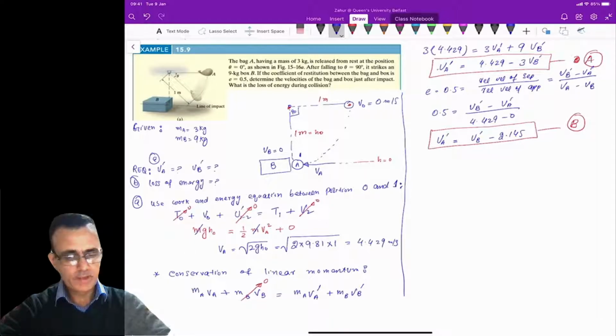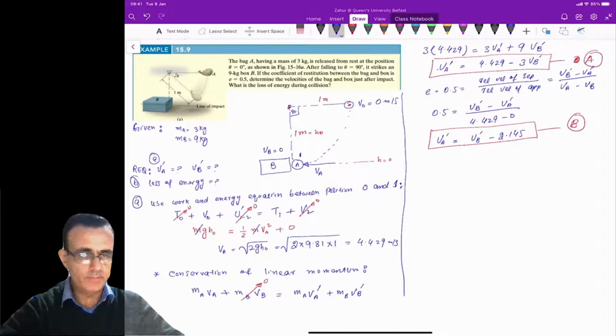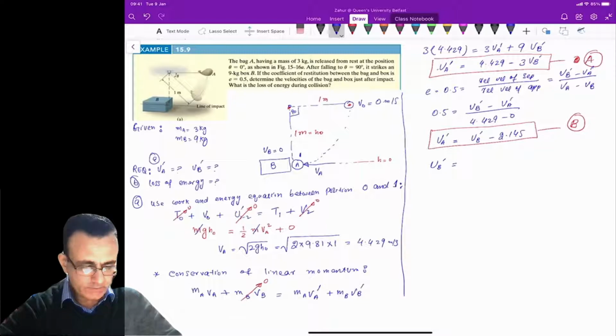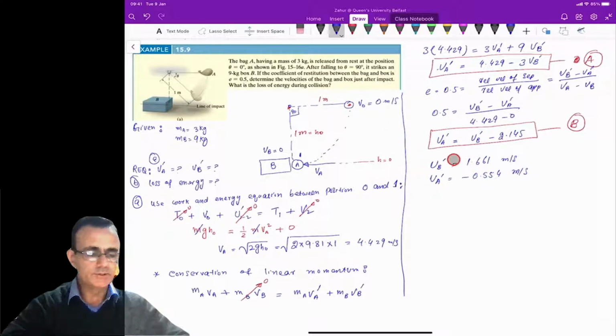So here VB dash becomes equal to 1.661 meter per second, and VA dash becomes equal to minus 0.554 meter per second. So we managed to calculate VB dash and VA dash from these two equations. So this was our part A of the problem.